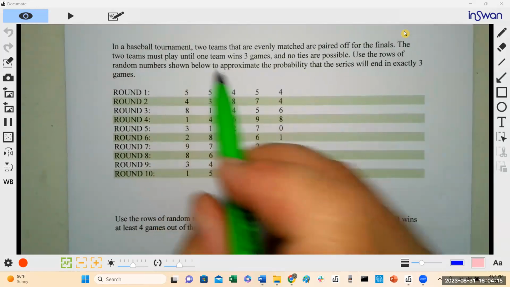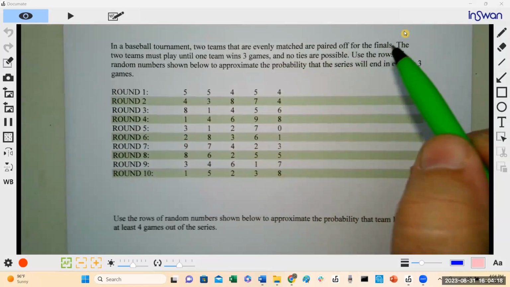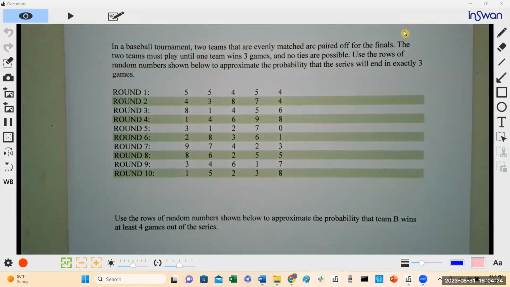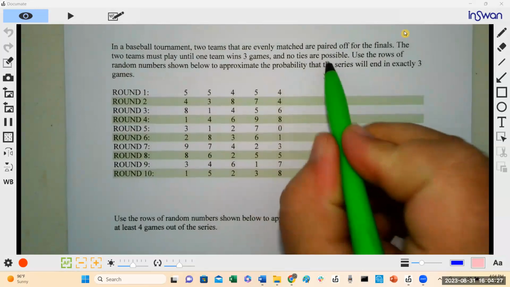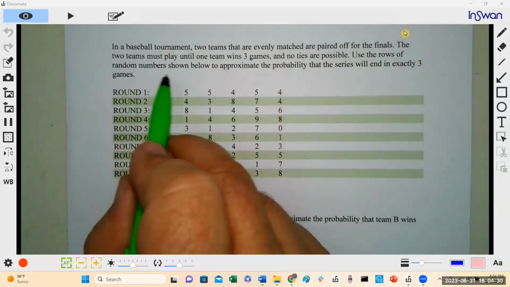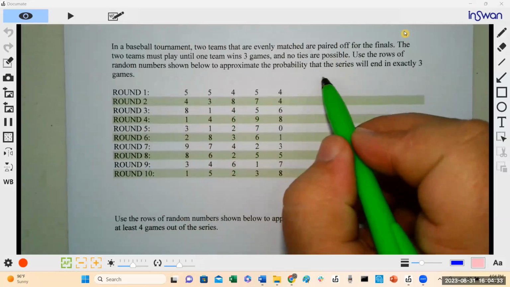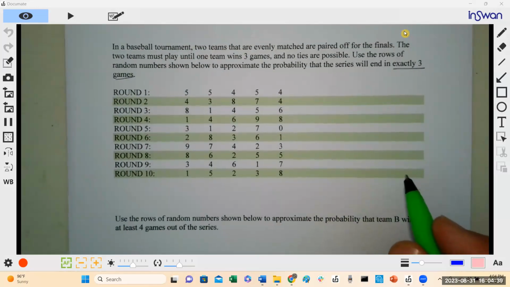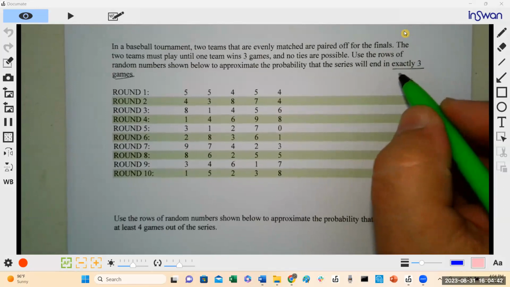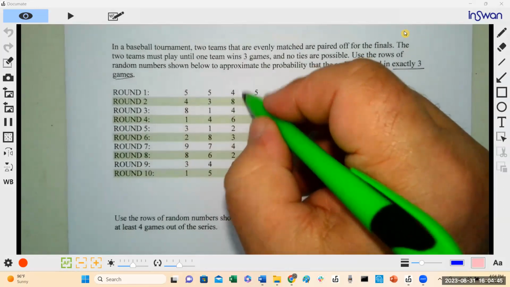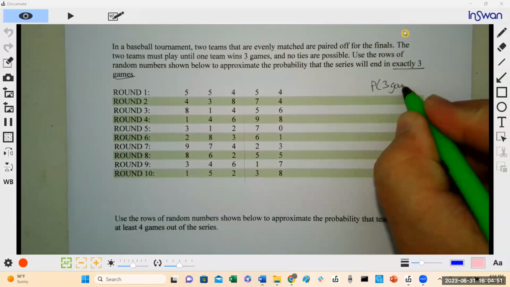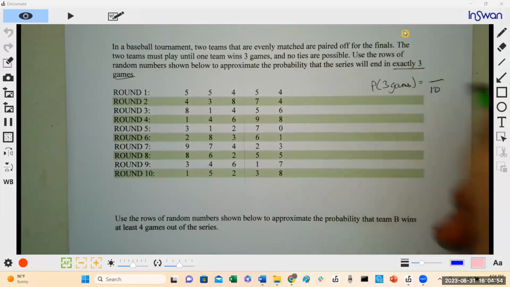In a baseball tournament, 2 teams exactly matched are paired off for the finals. The 2 teams must play until one team wins 3 games. As soon as the first team wins 3 games, they win that series, and no ties are possible. Use the rows of random numbers shown below to approximate the probability that the series will end in exactly 3 games. So we have to look at, in other words, the first 3 games. We know there's 10 of them, so let's see how many times those occur.